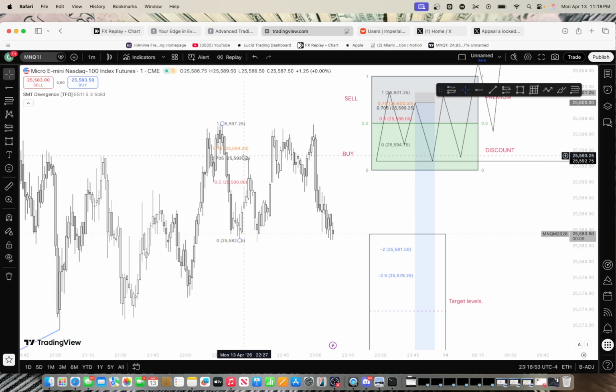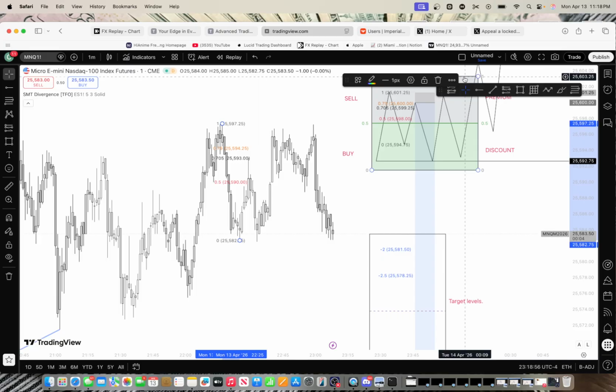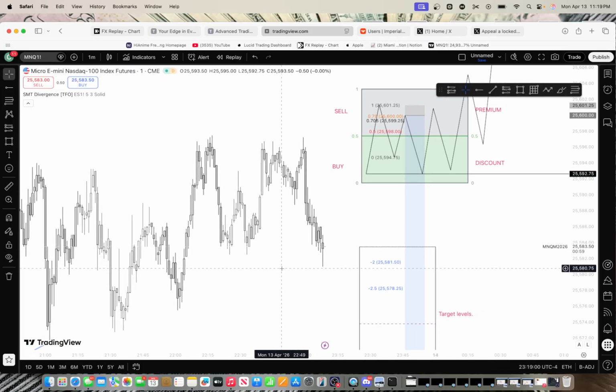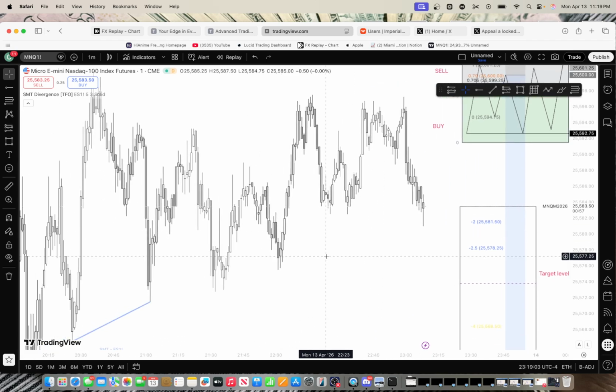So you would not always get really, really high RR with this, but it also depends on the time frame that you're on. We're on a 1 minute time frame, so we shouldn't be expecting a huge move on the 1 minute time frame, right?